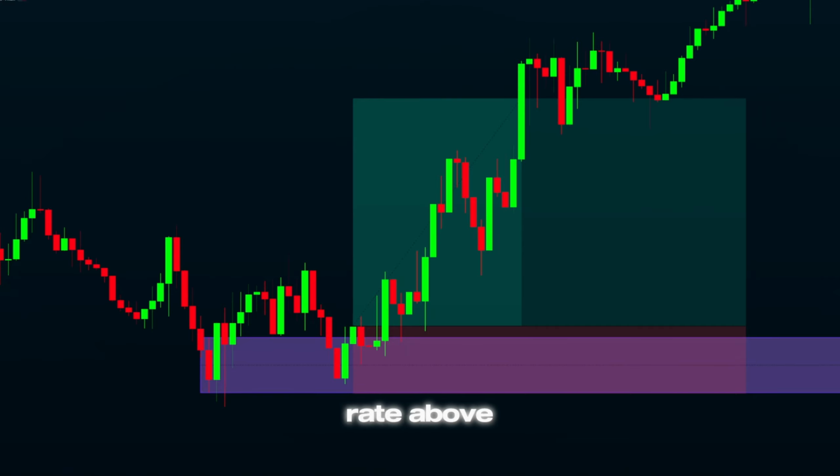Pair with an inducement raid above for 79% reclaims and 350-point pushes. Strong for midday retests, reclaiming trends without loss.